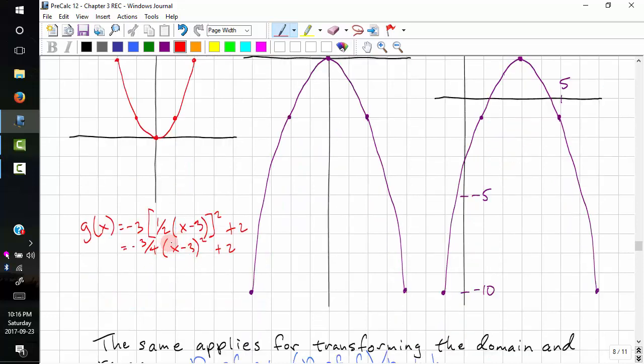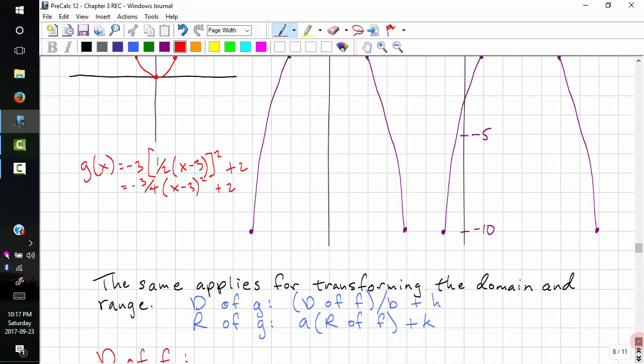And you can plot this using your plotting techniques from PreCalc 11. So this substitution works for parabolas, but if you're given an unfamiliar function, you need to be able to do the transforms on key points or grid points. And remember scaling, reflection, and then translations.